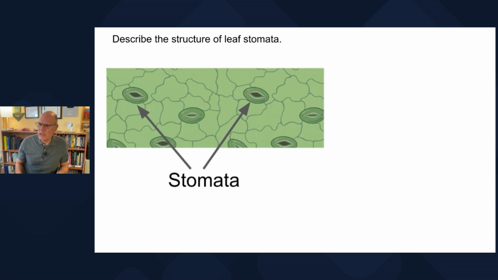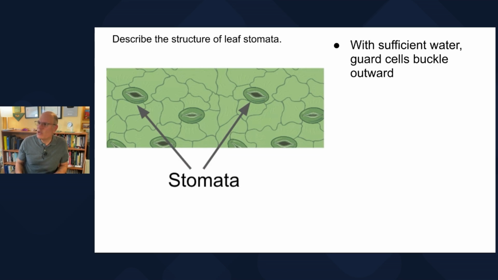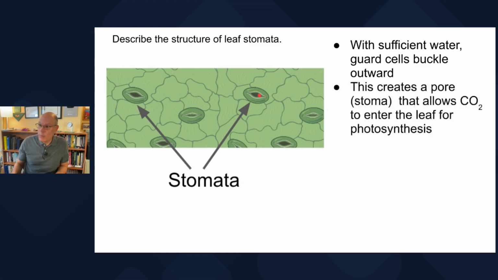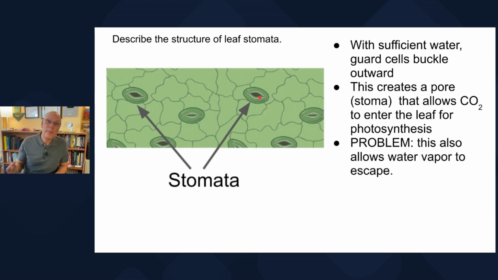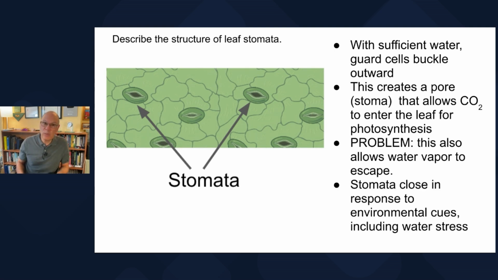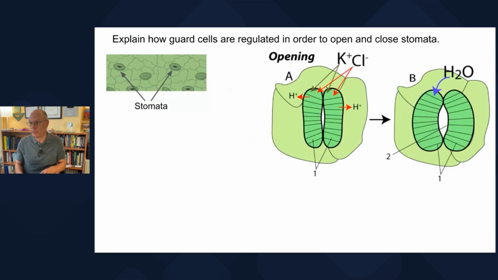How do these stomata work? When there's sufficient water, the guard cells will buckle outwards. This creates a pore, that's the stoma, that allows carbon dioxide to enter the leaf for photosynthesis, but that creates a problem because it also allows water vapor to escape. And that's a normal thing for plants, but it's obviously not healthy for plants to lose too much water. They'll wilt. And so plants control that, and they control that at a cellular level. The stomata close in response to a variety of environmental cues. One is light, but another one is water stress.